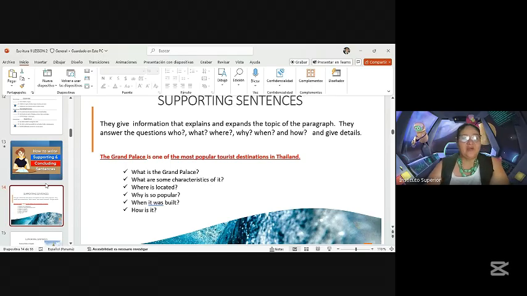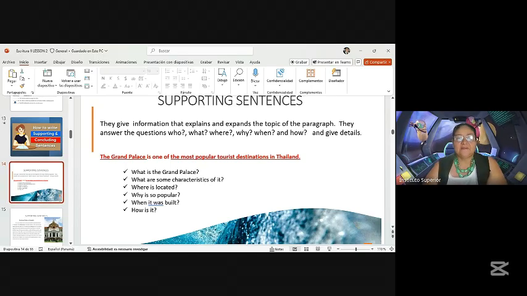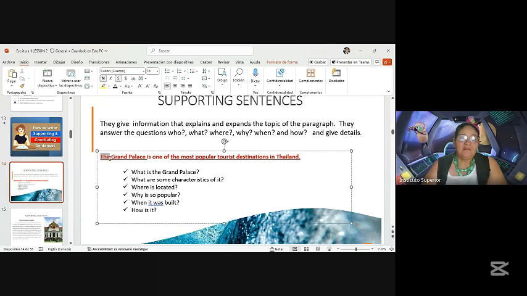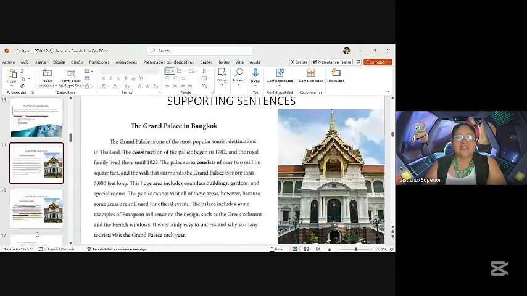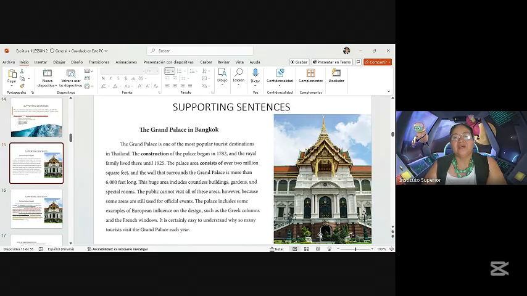So for example, we're going to read a paragraph, okay? "The Grand Palace is one of the most popular tourist destinations in Thailand." So I said, may answer questions as what, where, why. So we are going to answer, what is the Grand Palace? What are some characteristics? Where is it located? Why is it popular? When was it built? How is it? So let's read about the Grand Palace.